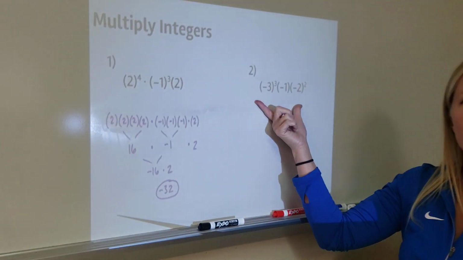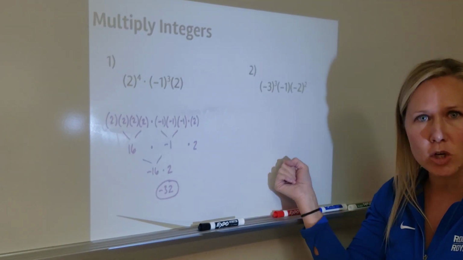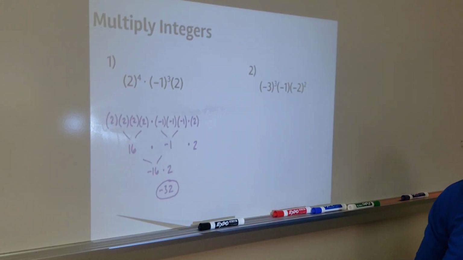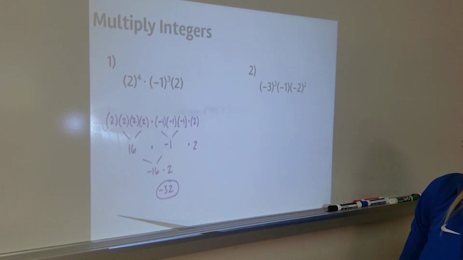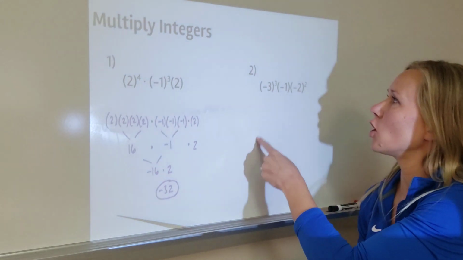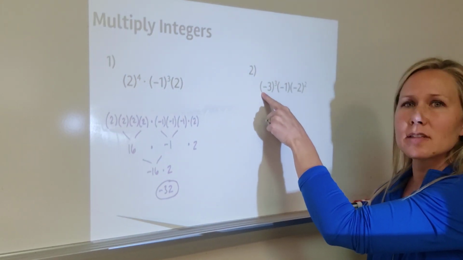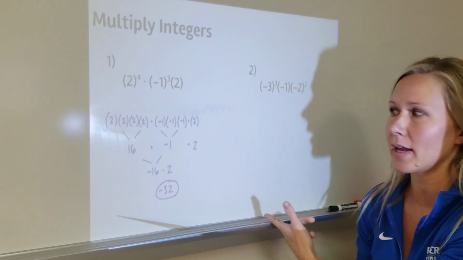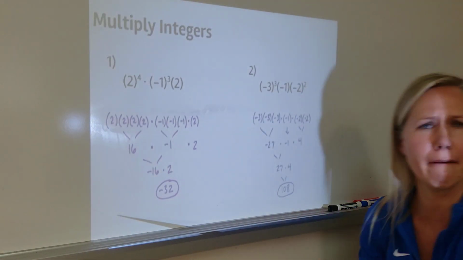Once you have it written down, I want you to pause the video and then you can check your answer with mine. Just by looking at this, I know if I have 3 negatives here, that's going to make a negative answer. And if I have 2 negatives here, that's going to make a positive. So I think my answer is going to be negative. Oh, no, positive, I mean.